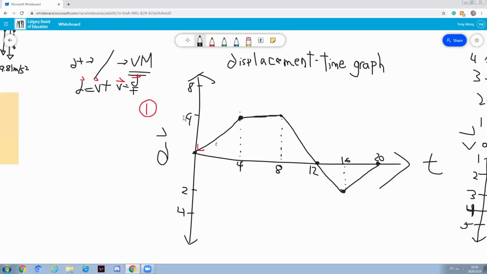An object that travels 4 meters in 4 seconds. What would the velocity of this section of travel be in the first 4 seconds, given what you just learned? What do you think it would be? Here, talk to me. Guide me through what you think it would be.